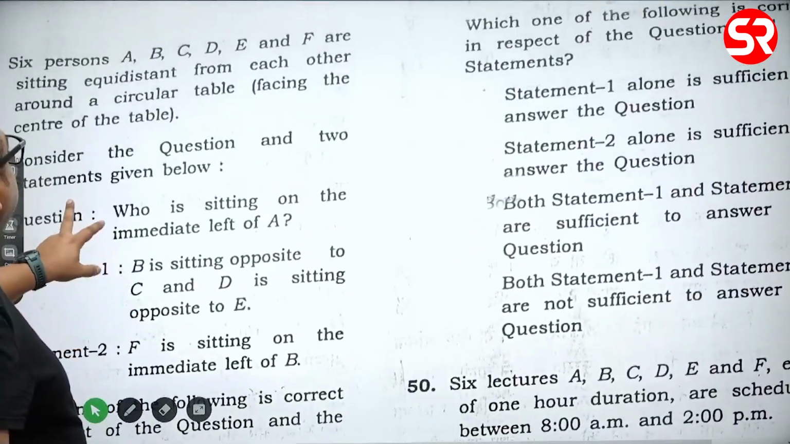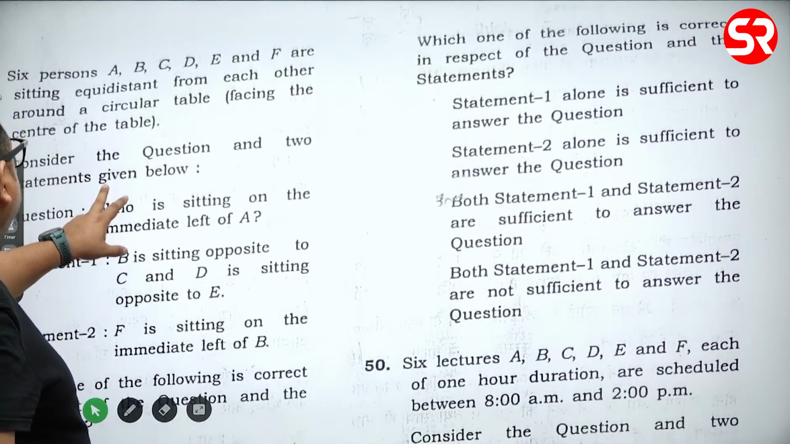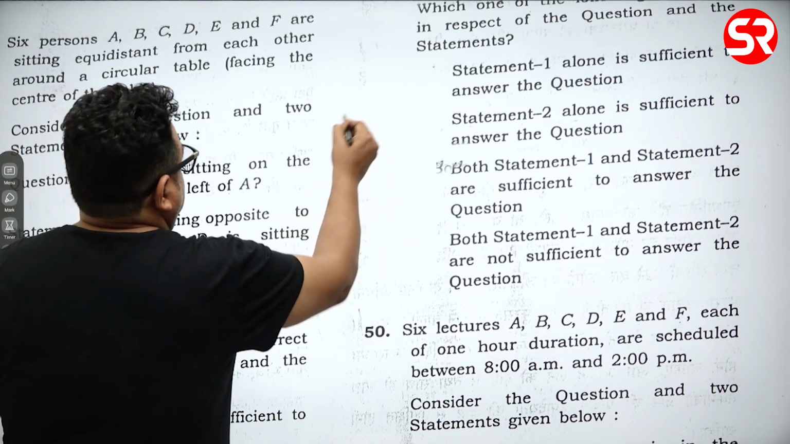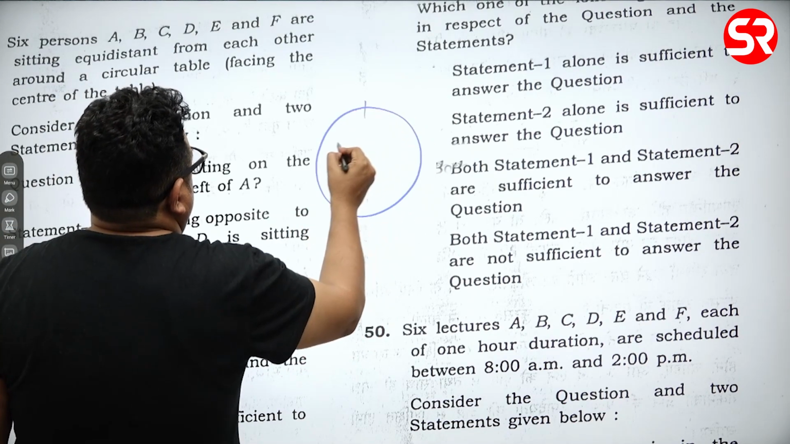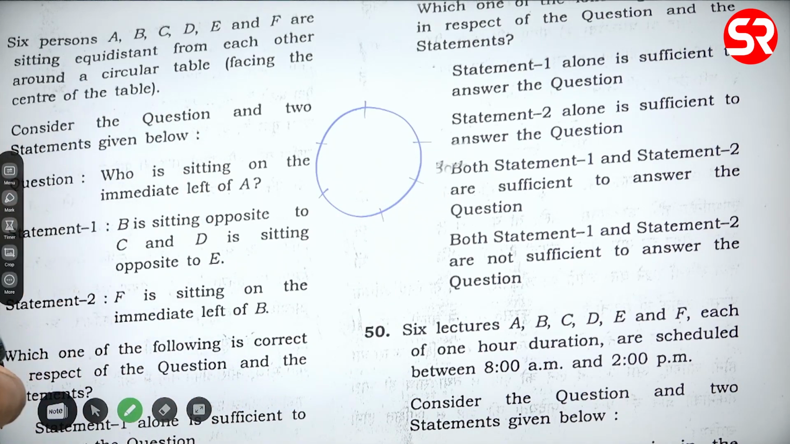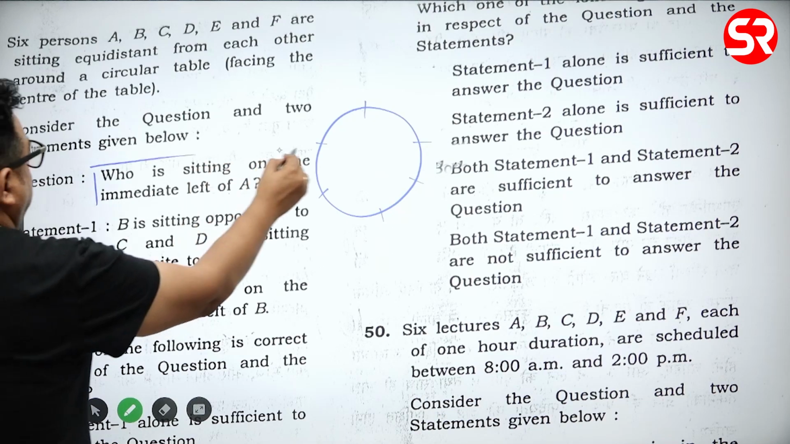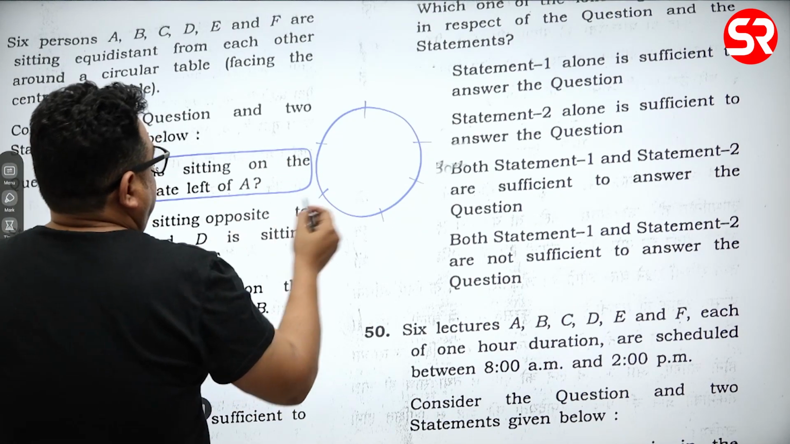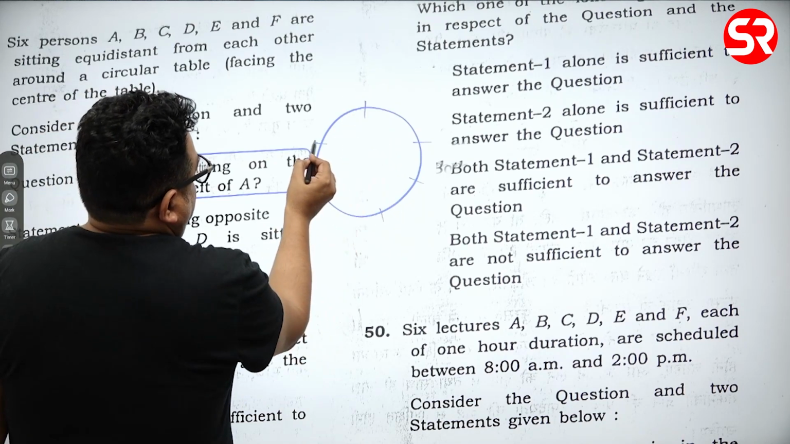So let's see this one. 6 people A, B, C, D, E, F are sitting equidistant from each other around a circular table facing the center. So they are facing the center. 6 equidistant people. Just try to make them equidistant, guys, right? So the question is, who is sitting immediately left to A? First statement, B is sitting opposite to C.